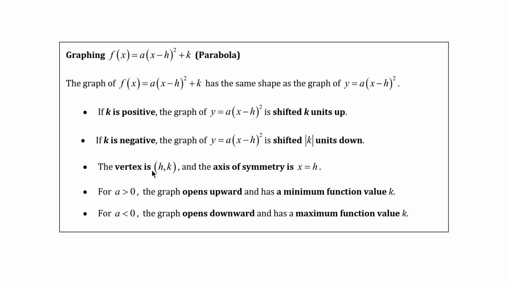The vertex is at the point (h, k), and the axis of symmetry is x equals h. For a greater than 0, the graph opens upward and has a minimum function value k. For a less than 0, the graph opens downward and has a maximum function value k. Also note that h represents a horizontal shift. If h is positive, then the graph is shifted h units to the right. If h is negative, then the graph is shifted the absolute value of h units to the left.